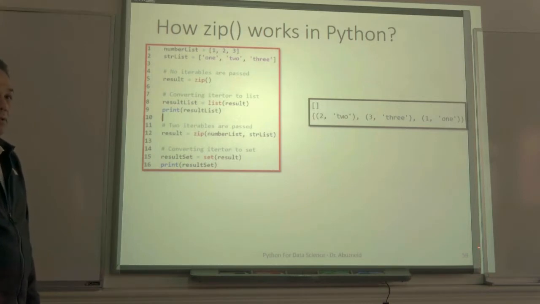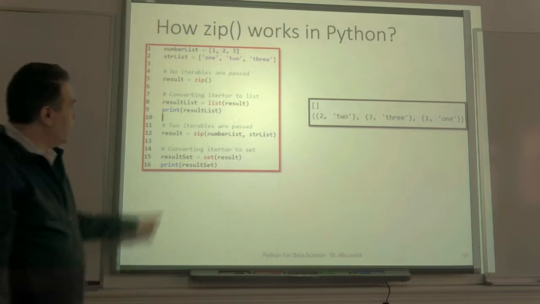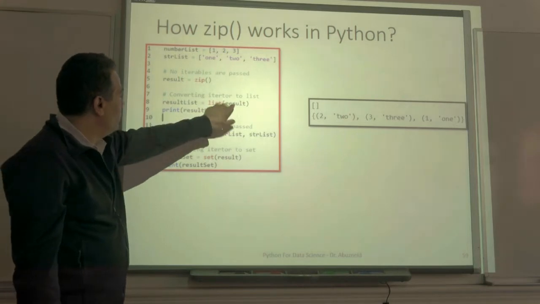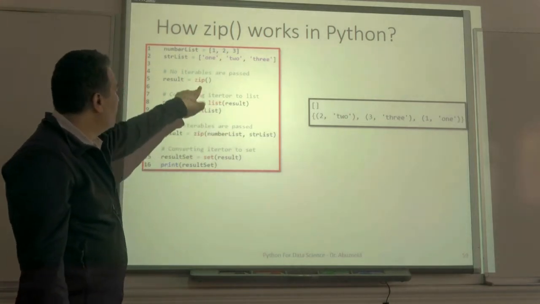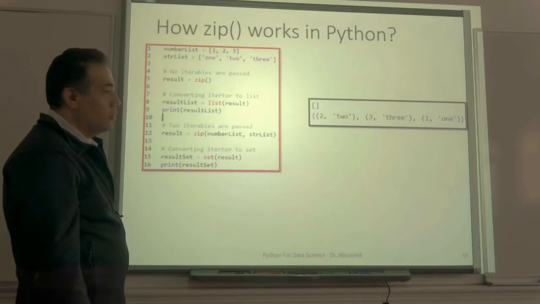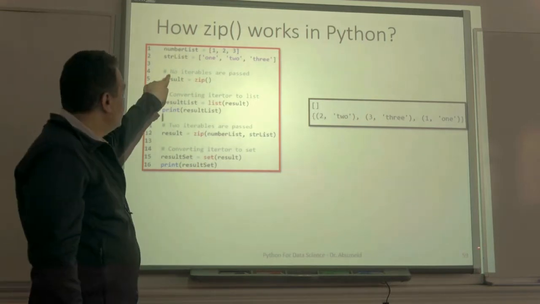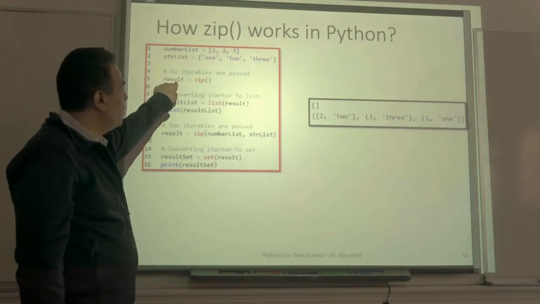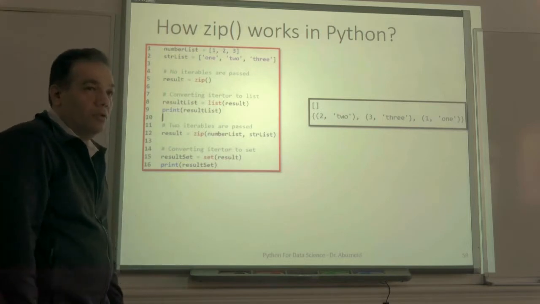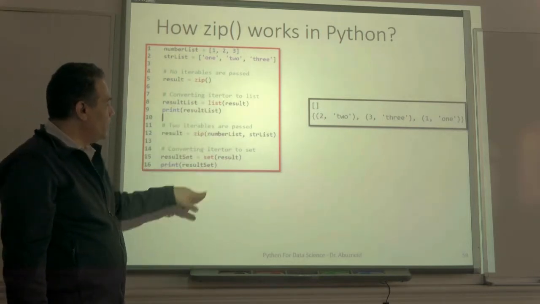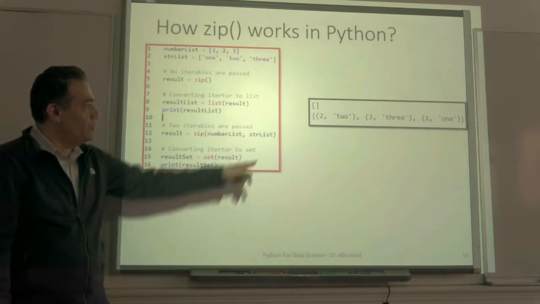What is the result before we convert it to a set? Is it a list? It's a zip object. If you type print type result, it will give you a zip object. So you have to convert it either to a list or a set or whatever to be able to see it.